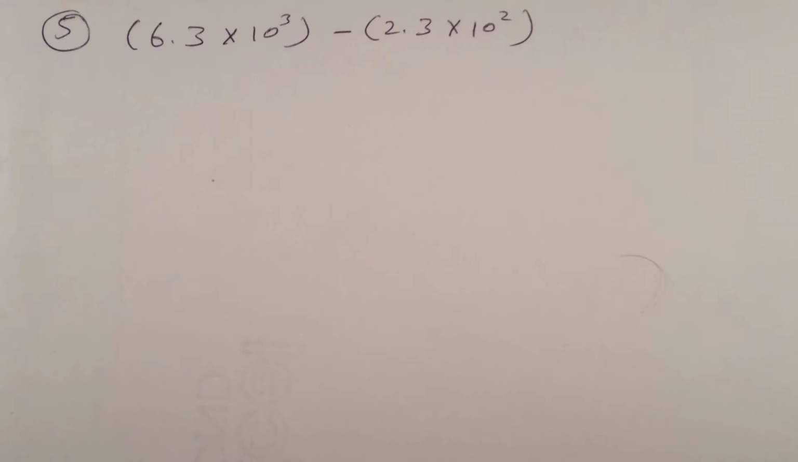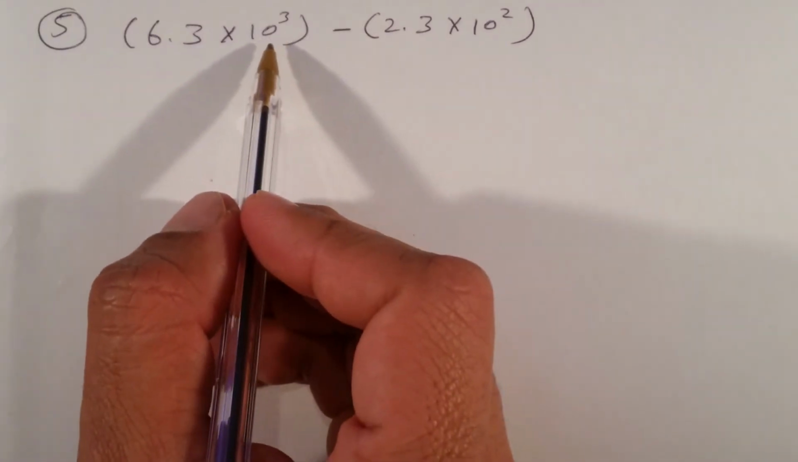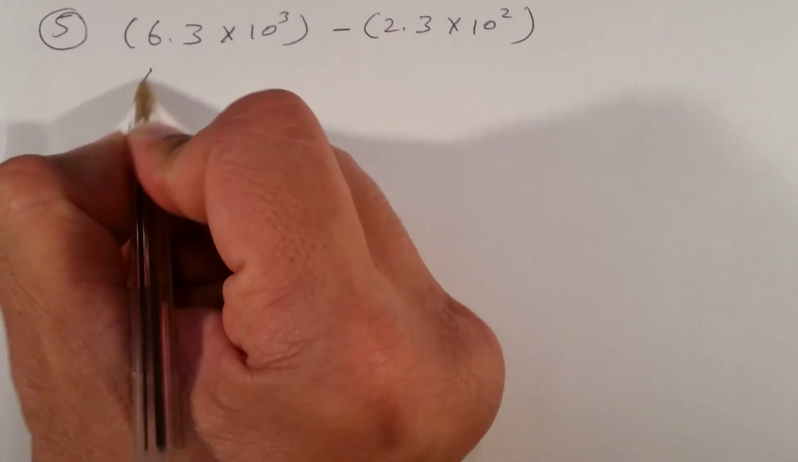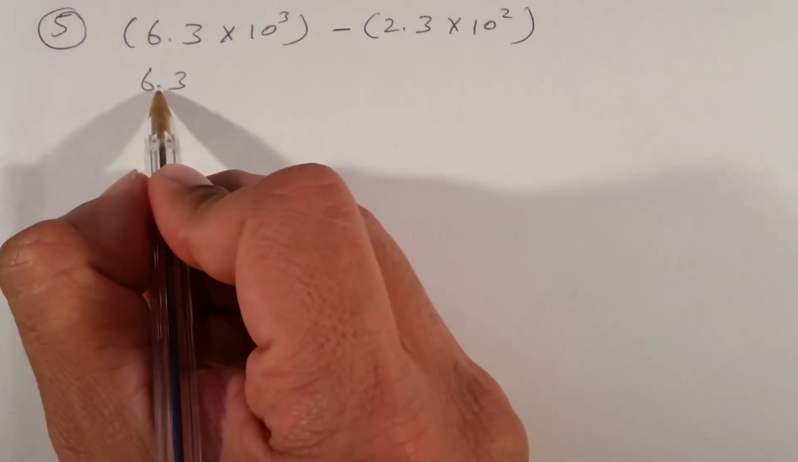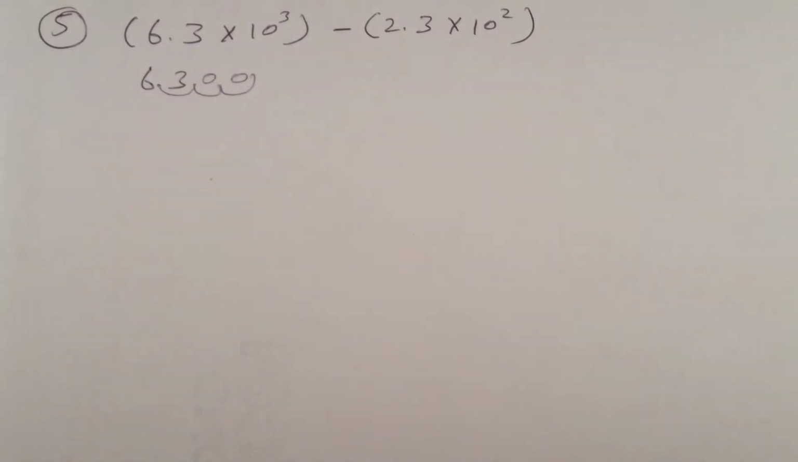Right, next one is 6.3 times 10 to the power of 3 minus 2.3 times 10 to the power of 2. Well, this is subtract now. We have to apply the same process as the addition. So we have to change these standard forms into the original format. So 6.3 times 10 to the power of 3: if there's any confusion, move 3 steps, 1, 2, 3, and add 0 in it. That's changed into the ordinary form.